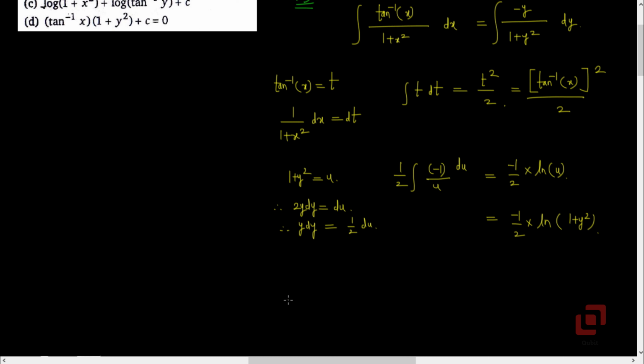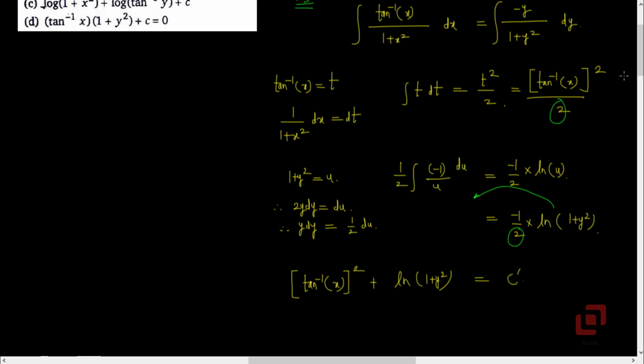In other words, our general solution will be tan inverse of x squared by 2 equal to minus 1 by 2 into log of 1 plus y squared. We can cancel 2, which is present in the denominator of both these terms, and shift log of 1 plus y squared to the other side, which will give us the general solution as tan inverse of x the whole squared plus log of 1 plus y squared equal to some arbitrary constant c dash.